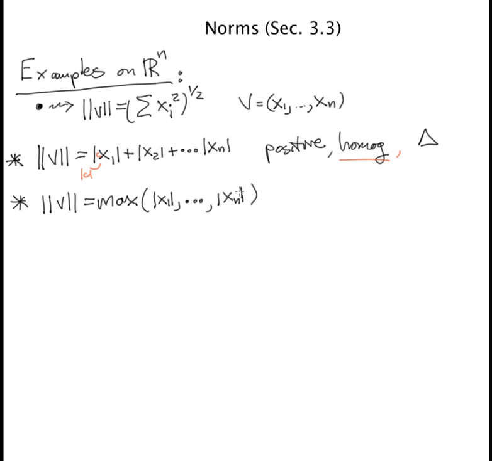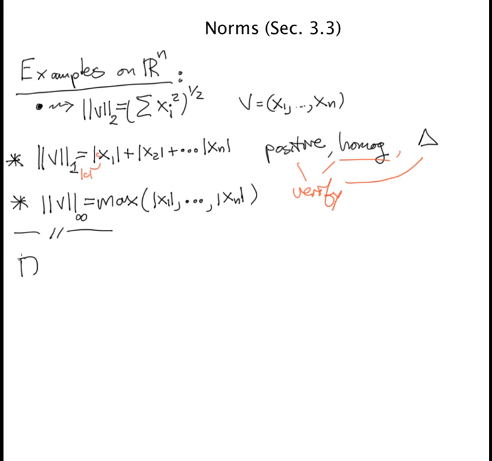And I suggest you stop the video here for a minute and verify these three properties for this particular norm. Okay, so, well, I'm not going to do that. I'm assuming that you did. This norm is called the 1 norm. This norm is called the infinity norm, and this norm is called the 2 norm.